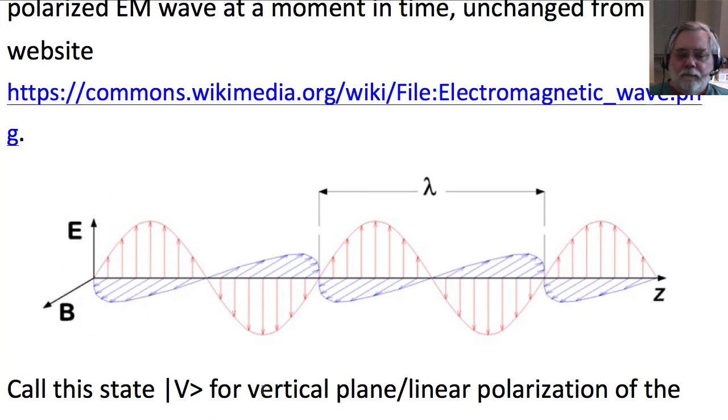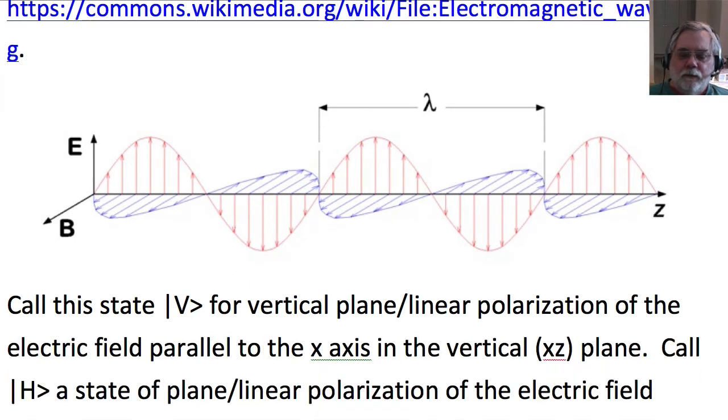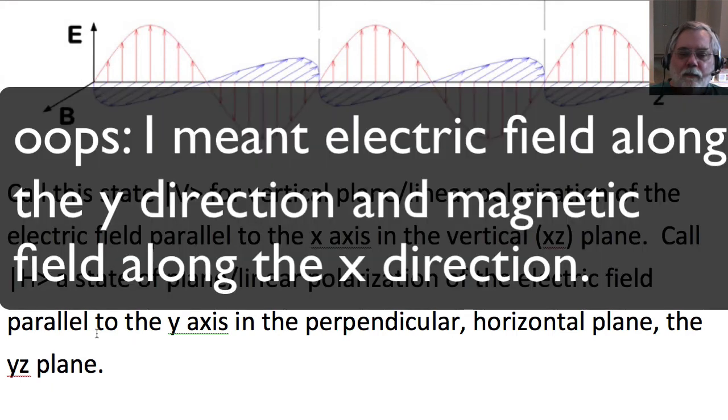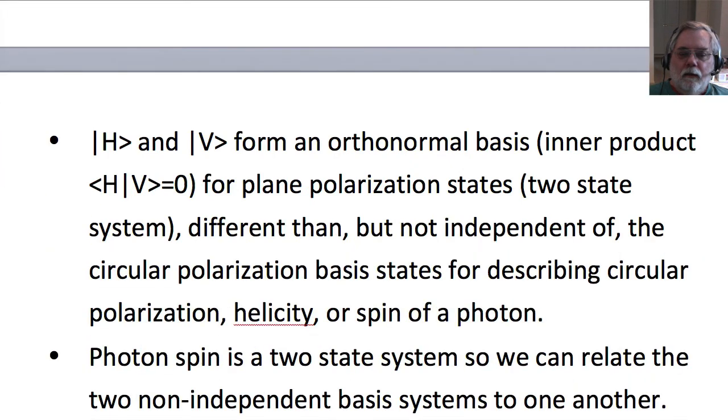Let's call this state ket V for vertical plane linear polarization of the electric field, parallel to or anti-parallel to the x-axis in the vertical xz plane. Let's call ket H a state of plane linear polarization of the electric field parallel to the y-axis in the perpendicular horizontal plane, the yz plane. So not this diagram, but if we rotated this diagram 90 degrees, so the electric field was along the y direction and the magnetic field was along the x direction, that plane polarization we would call ket H. Now, ket H and ket V form an orthonormal basis, their inner product is 0, for plane polarization states.